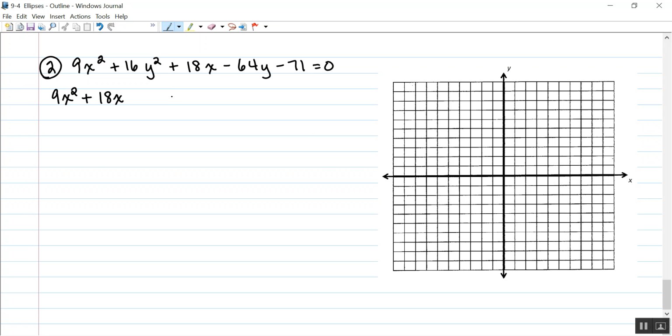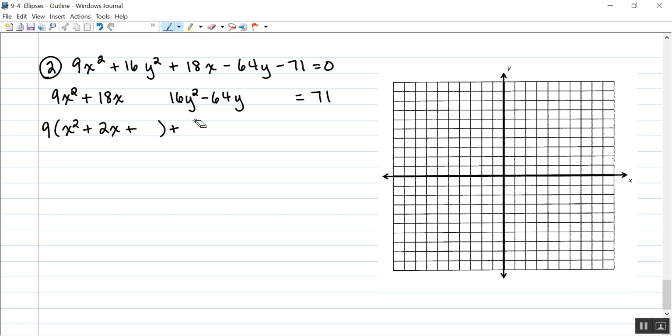I'm going to leave a little space. Let's put my y's together. And move my constant to the other side. Now, in order to complete the square with my x's and with my y's, I need to get rid of the leading coefficient. So I'll factor out a 9. And I'm going to leave a space for my new value of c.